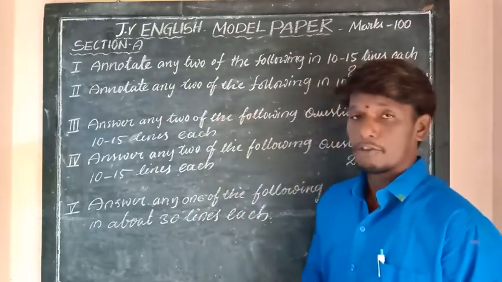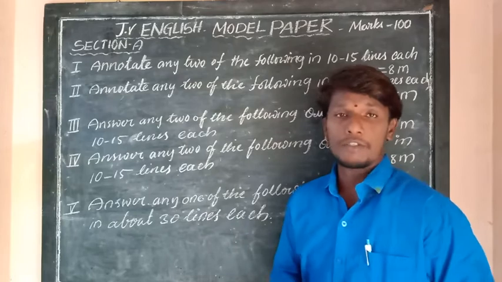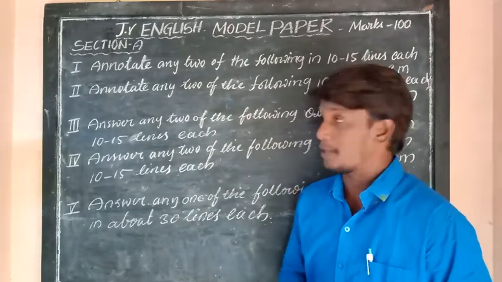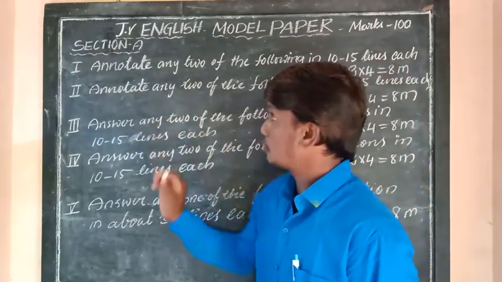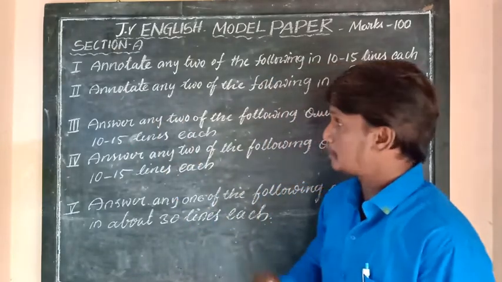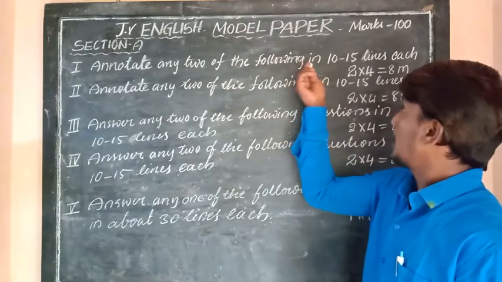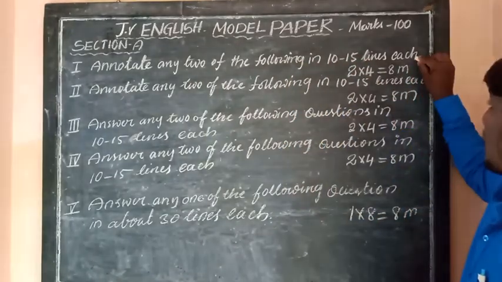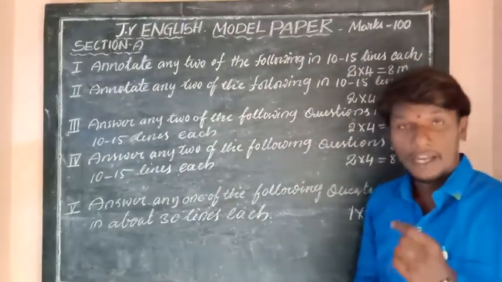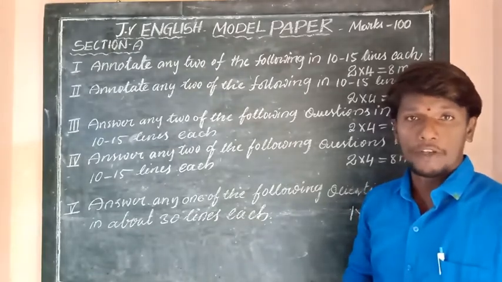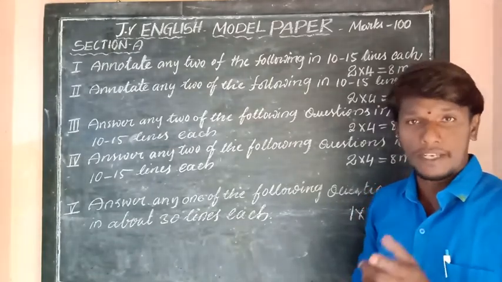Now let us talk about section A. What are the questions that are enclosed in section A? The very first question under section A is Roman number 1. Annotate any 2 of the following in 10 to 15 lines each.